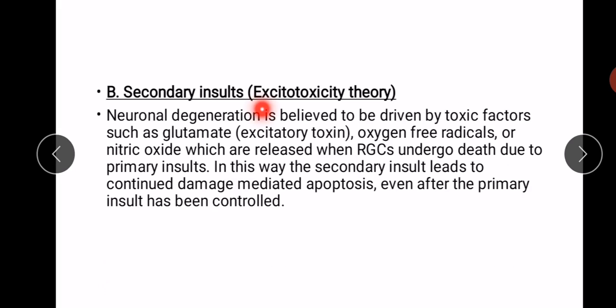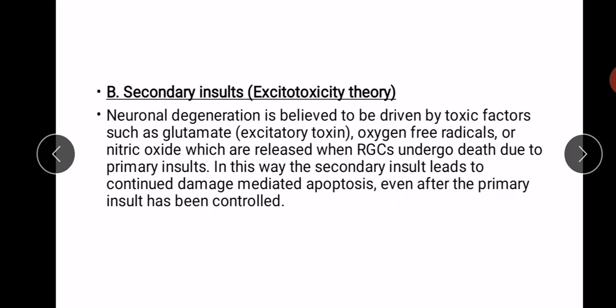Secondary insults, excitotoxicity theory. What it proposes is that neural degeneration is believed to be driven by toxic factors such as glutamate, an excitatory toxin, oxygen free radicals, or nitric oxide, which are released when retinal ganglion cells undergo death due to primary insults. When retinal ganglion cells die, glutamate, oxygen free radicals or nitric oxide are released, and these lead to neuronal degeneration. In this way, the secondary insult leads to continued damage mediated apoptosis.